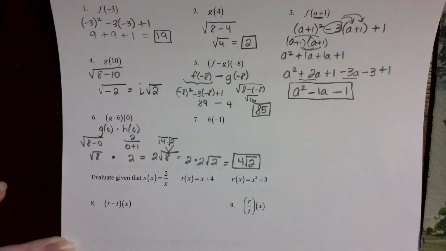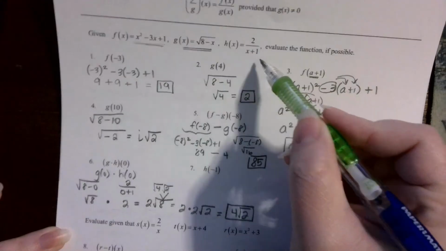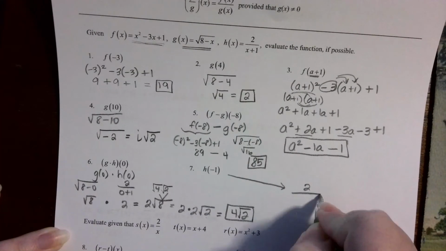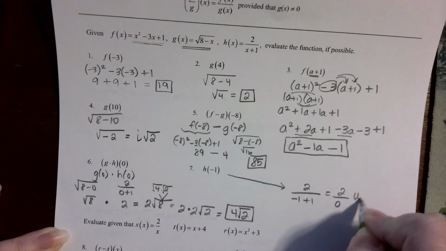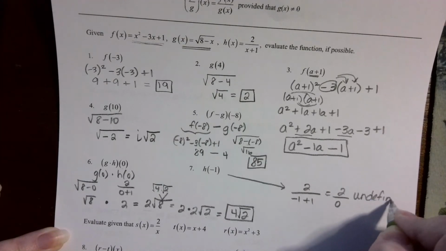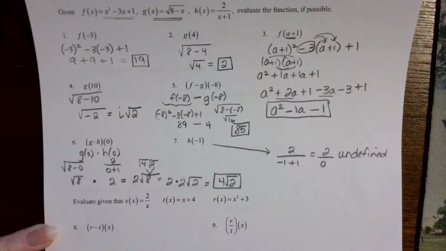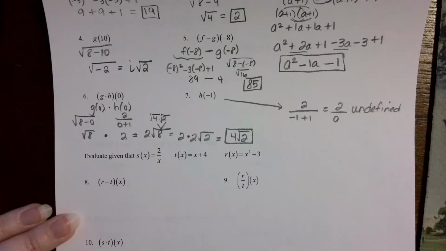All right, let's look at number 7. Number 7 is h of negative 1. Well, look at our h. We have 2 over x plus 1. It's going to be 2 over negative 1 plus 1, which is 2 over 0. Well, you can't have a 0 in the denominator, which means it's just going to be undefined. You can't do it. Okay? All right, moving on to number 8.